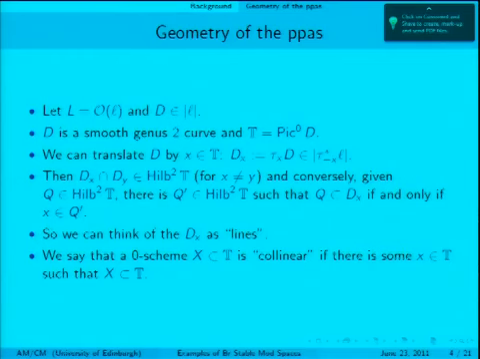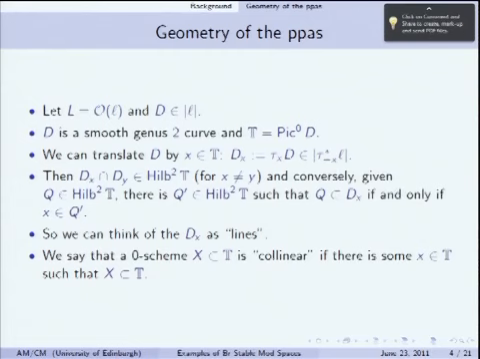So there's a kind of duality there, and I think it's useful to think of these d_x's as lines. So I'm going to call these lines from now on, and when things lie in them, I'm going to call them collinear. So for example, if a 0-dimensional scheme X lies in one of these d_x's for some x, then I'm going to say it's collinear.